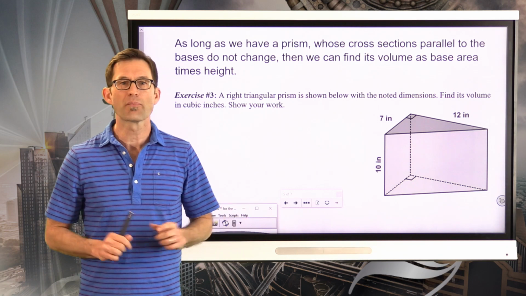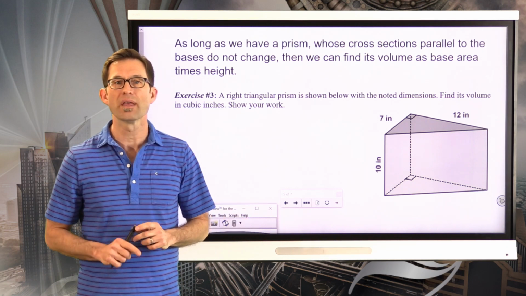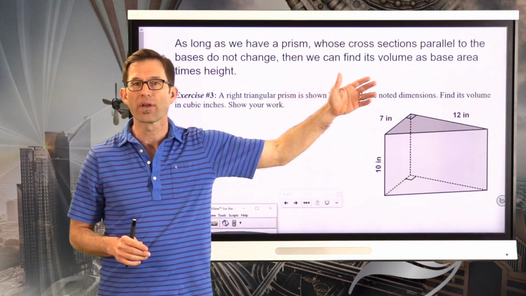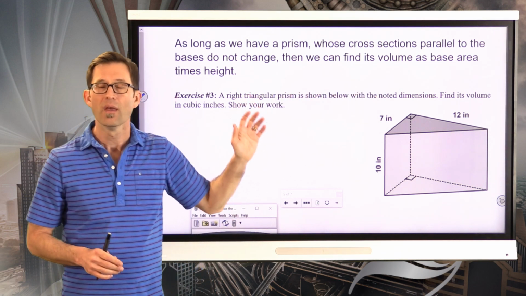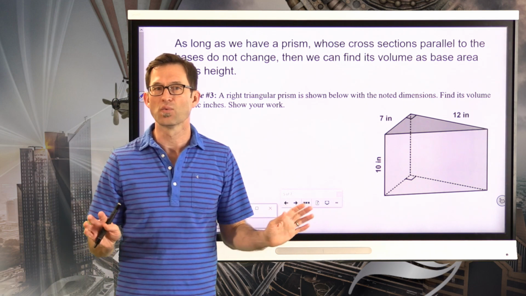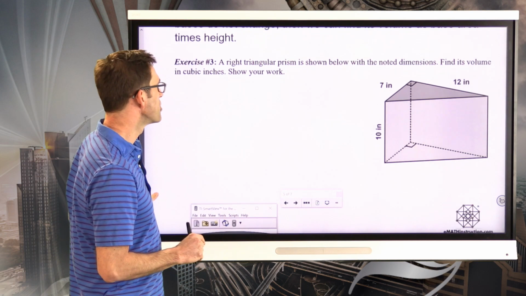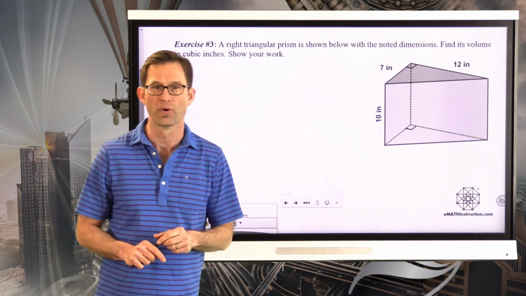Okay, now let's work with some right prisms that aren't rectangular. As long as we have a prism whose cross sections parallel to the bases do not change, then we can find its volume simply as the base area times the height. So we have to kind of get away from that length times width times height regime for the next few problems. And let's see how that's done pretty easily with a triangular prism.